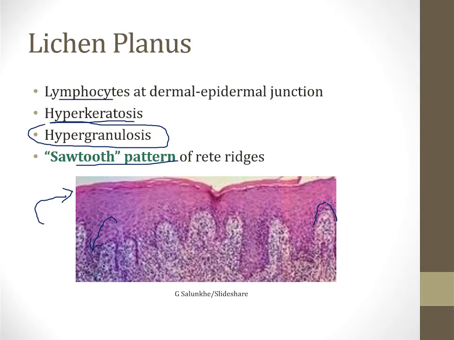They're between the dermal papillae, like this one here and this one here. And you can see that these form sawtooths, like this one I'm marking with my pen. And this is called the sawtooth pattern of the rete ridges seen in lichen planus.